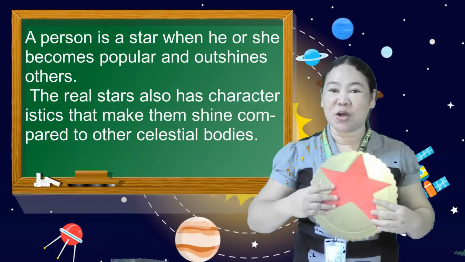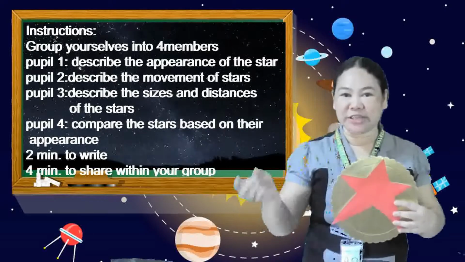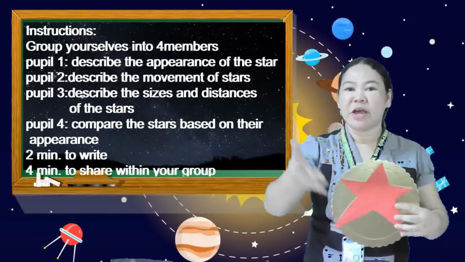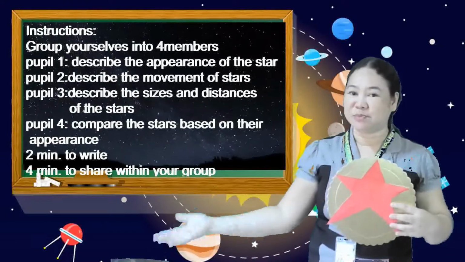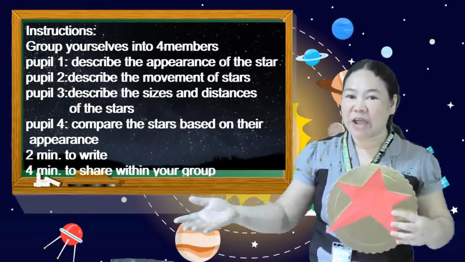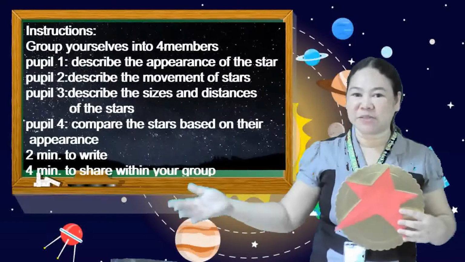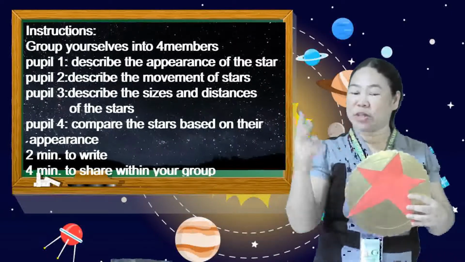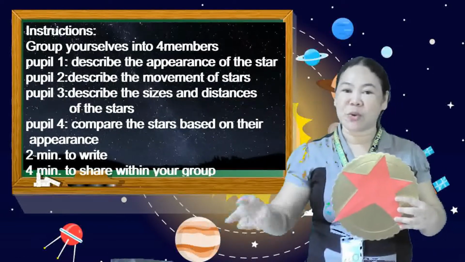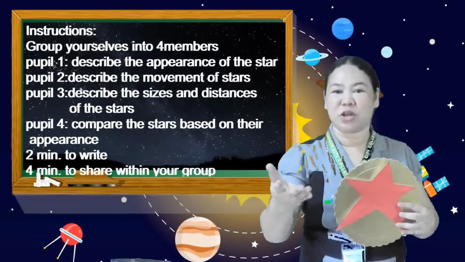Now class, let's watch a video. Group yourselves into 4 members. Each member will write something in your notebook with your pen. Pupil 1, describe the appearance of the stars. Pupil 2, describe the movement of the stars. Pupil 3, describe the sizes and distances of the stars. And pupil 4, compare the stars based on their appearance. I will give you 2 minutes to write it in your notebook, and after you write it, I will give you another 4 minutes to share it with your group.